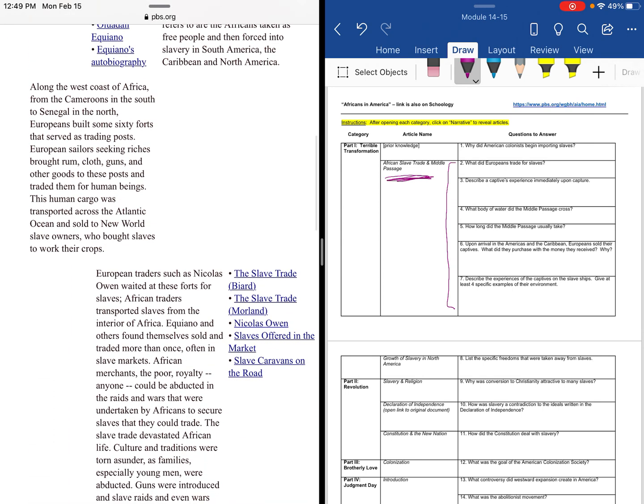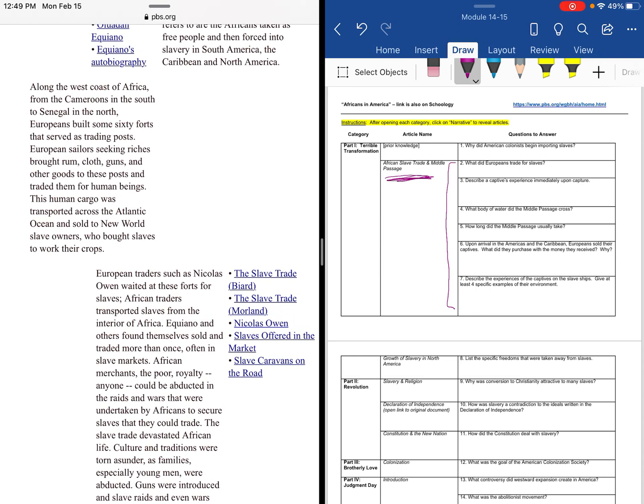Along the west coast of Africa, from the Cameroons in the south to Senegal in the north, Europeans built some 60 forts that served as trading posts. European sailors seeking riches brought rum, cloth, guns, and other goods to these posts and traded them for human beings. So if you want to press pause at this point, that was your answer for number 2. What did Europeans trade for slaves? I'm going to keep reading. You could press pause if you want to put that answer in now.